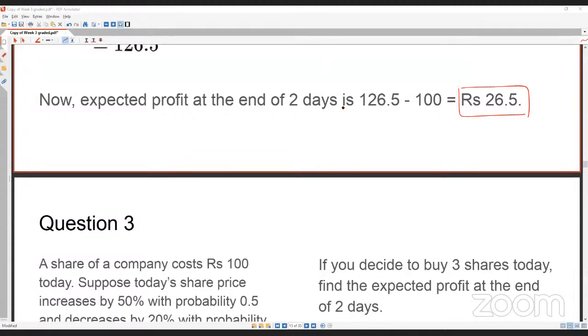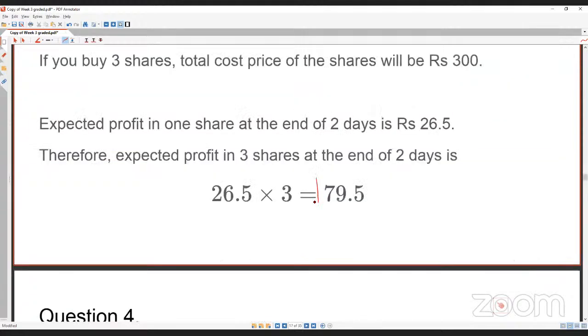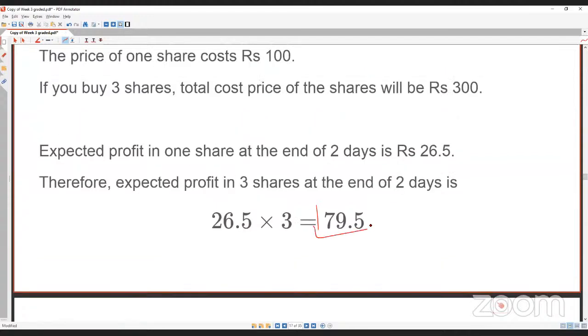So the final answer that you're getting here is 26.5. I will share the slides with you, you can check this. Is this for one share, ma'am? This is for one share. Yes, so for 3 shares, multiply by 3. If you multiply, you will get 79.5. Yes, 79.5 is the right answer.